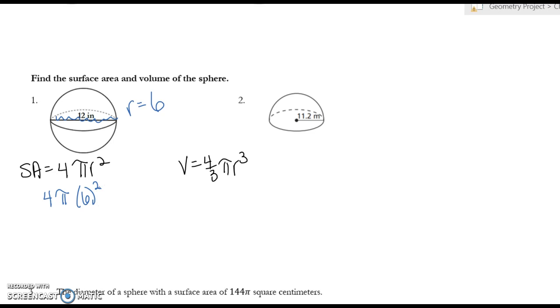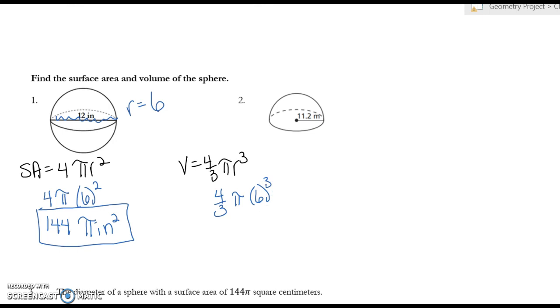So that's 4 times 36, which is 144. Oops, I need another 4 there. 144 pi inches squared, and that's the surface area. And then over here, 4/3 times pi times 6 cubed. So 6 cubed is 216. If I times that by 4, I get 864, and then divide by 3, so it's 288 pi inches cubed. Okay? So those are basic surface area and volume.